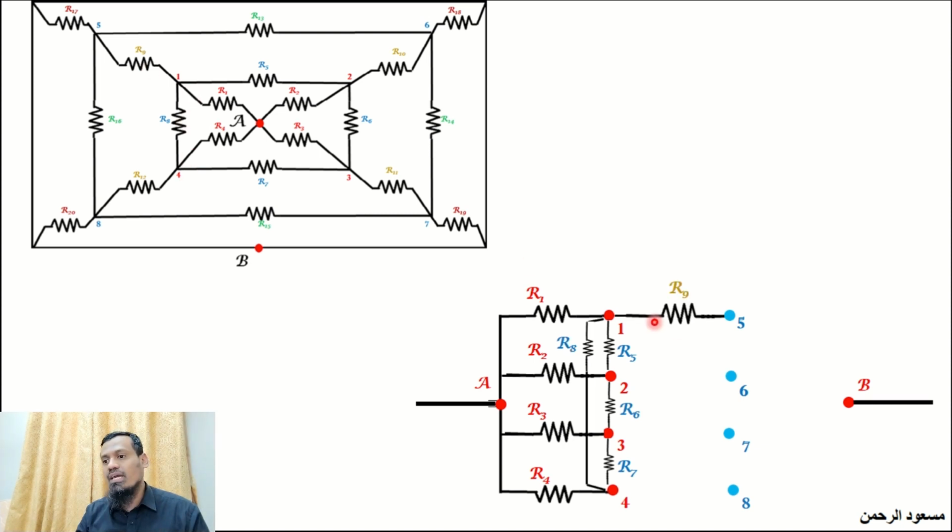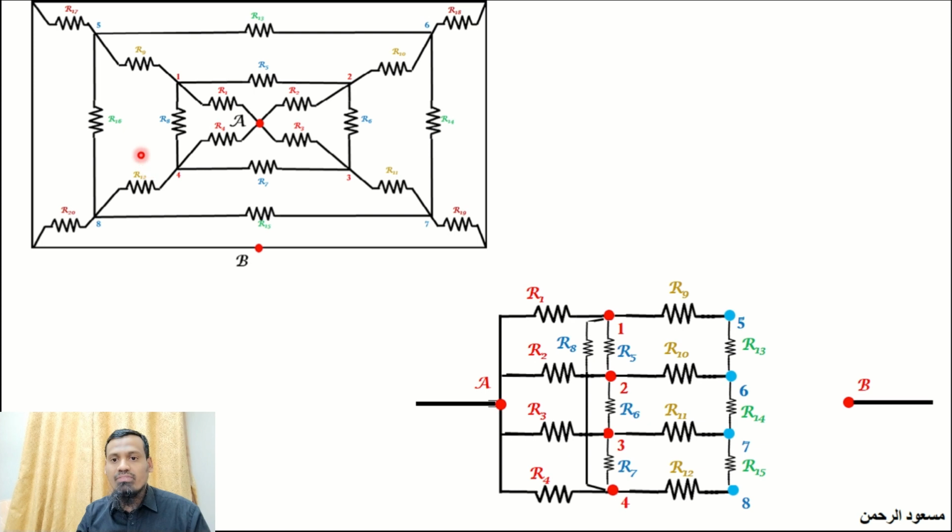Between 1 and 5, we have resistance R9. Between 2 and 6, we have R10. Between 3 and 7, we have R11. Between the points 4 and 8, we have R12. Between 5 and 6, we have resistance R13. Between 6 and 7, we have resistance R14. Between the points 5 and 8, we have resistance R16.